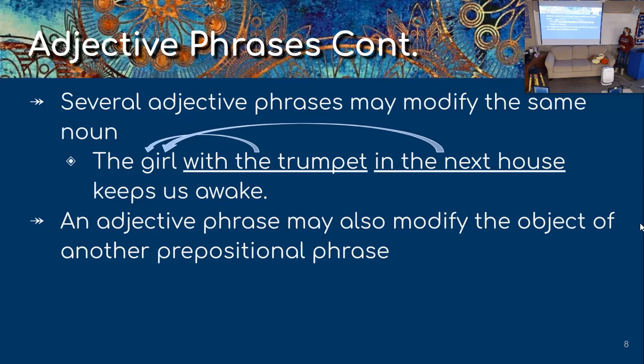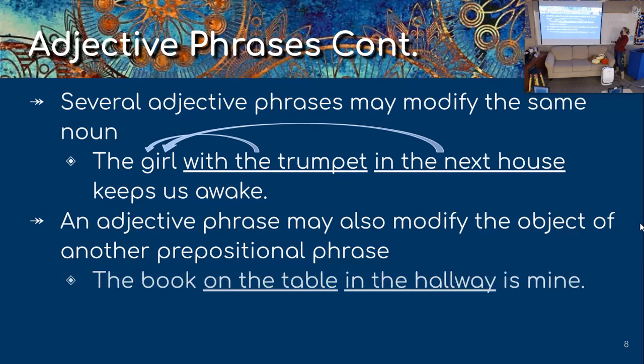An adjective phrase can also modify the object of another prepositional phrase. What? Mind blowing. I know, isn't that crazy? But remember, adjective phrases have to modify nouns or pronouns. Well, the object of your prep phrase is always going to be a noun or a pronoun. So you could have a prepositional phrase modifying the object of another prepositional phrase. Here's what this would look like.